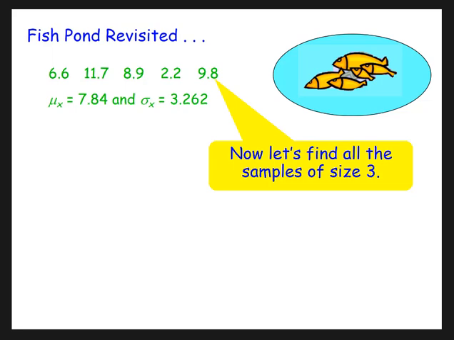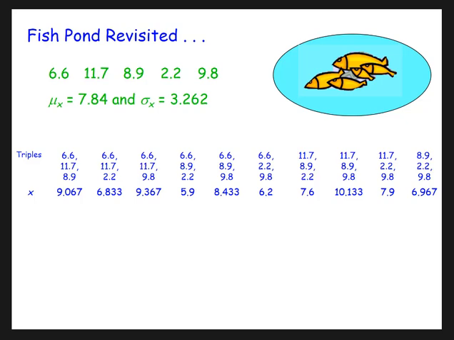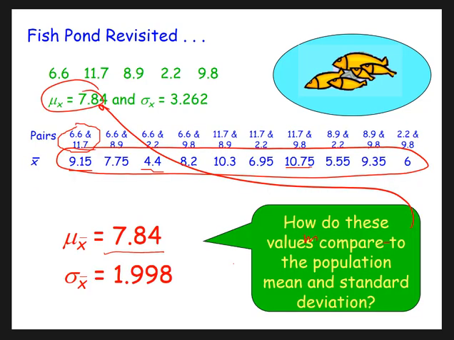We're going to establish a pattern here in a little bit. I'll let you in on a little secret. That pattern is that this standard deviation of the sample means is equal to the population standard deviation, which is the 3.262, divided by the square root of the sample size. That'd be divided by the square root of 2, which would give you that 1.998.